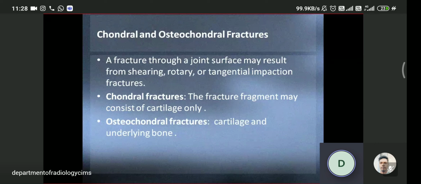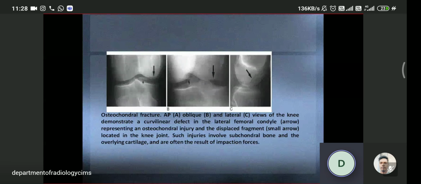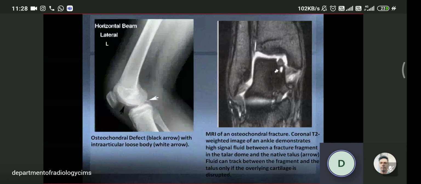Then chondral fracture: the fragment may consist of cartilage only, and osteochondral fracture when cartilage and underlying bone are involved. This is the osteochondral defect where the cartilage and bone both are seen. This is the osteochondral fracture on MRI.